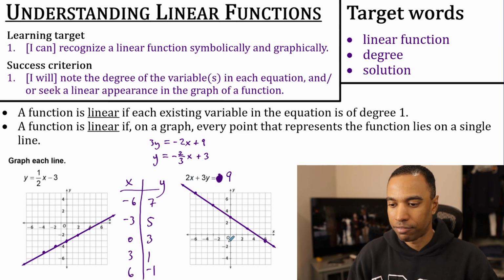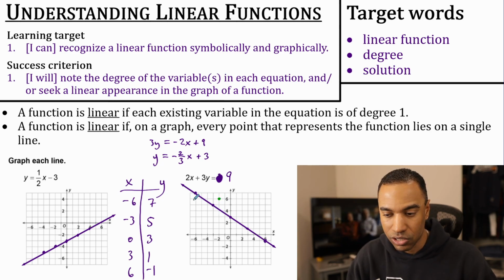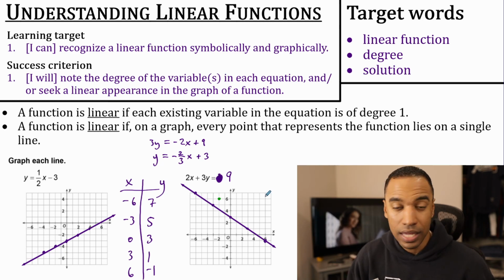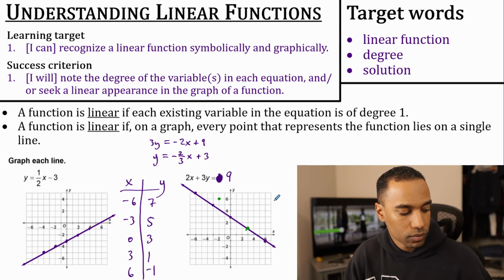You can look at the graph. Is -2, 6 a solution to the equation? Is the point on this line? The answer is no, the point's not on the line. But is 3, 1 a solution to the equation? Yes, because the point is on the line.